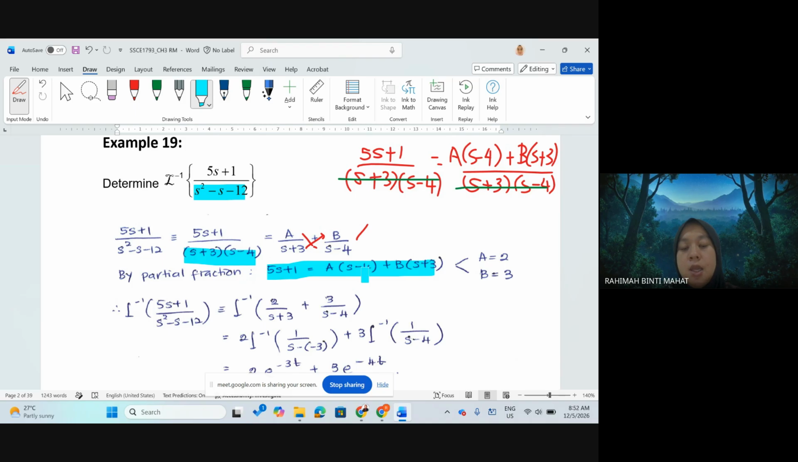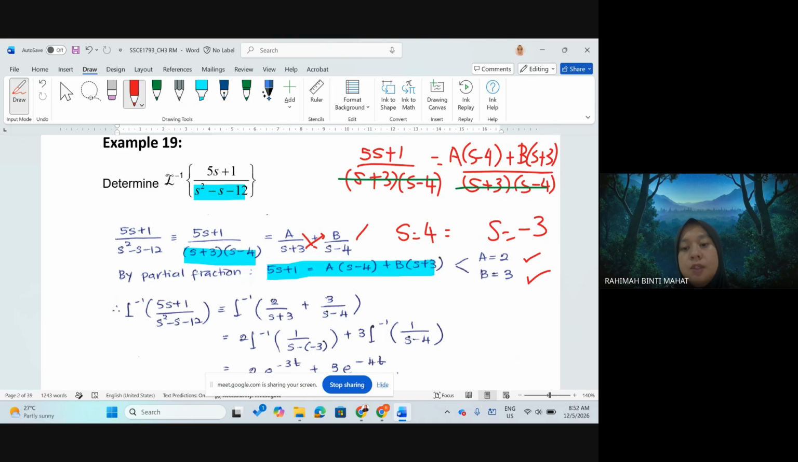s is equal to 4, what will you get? And another one is s is equal to -3. What will you get for A? So after you do the calculation, please show the calculation. You will get A is equal to 2, B is equal to 3.